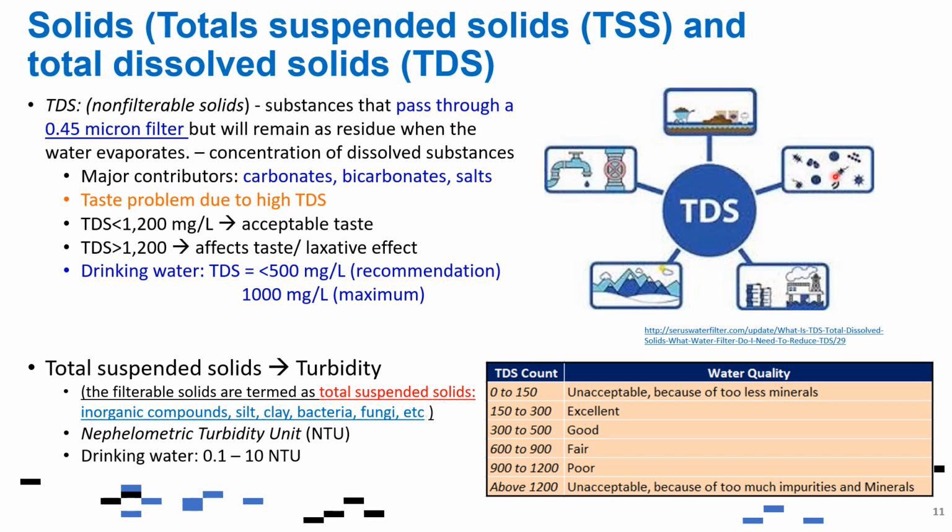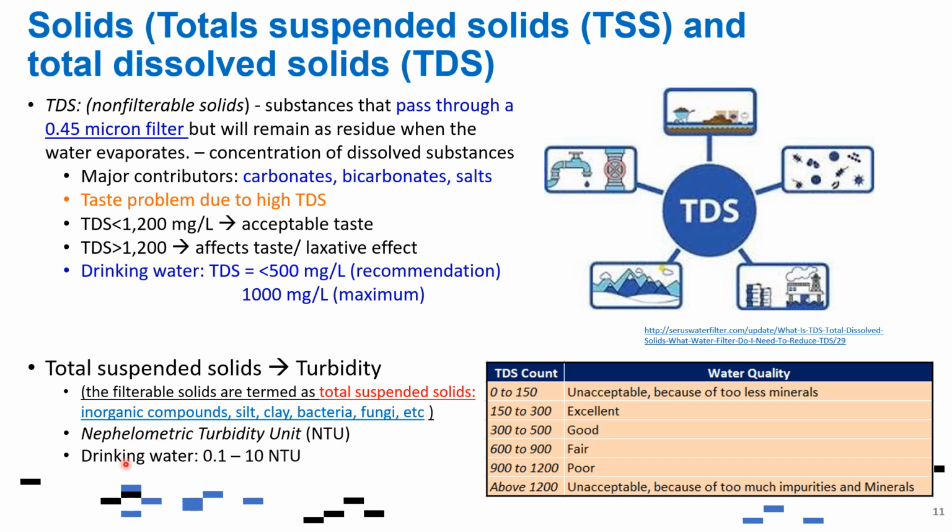So there are many different sources of this TDS. The other one is total suspended solids, or TSS, which is very related to the turbidity of the solution. So the more suspended solids you have, the more cloudiness you will have in your water, and it is basically checked by a turbidity meter, which will give you a value with a unit of nephelometric turbidity unit, or NTU.